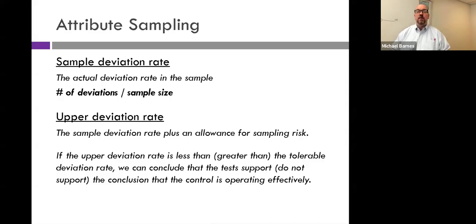What about if that upper deviation rate, that 3.5%, is greater than my tolerable deviation rate? Then I basically said that there's a possibility that the population could actually have more deviations than what I can tolerate. Even the possibility of that is enough for me to say I don't believe the control is operating effectively. Does that mean the population is absolutely greater than my tolerable deviation rate? No, that does not mean an absolute certainty. It just means that I am not willing to take that level of risk as an auditor because I think there's a reasonable possibility that the population deviation rate could be greater than what I can tolerate. That is basically what we're trying to compute here.